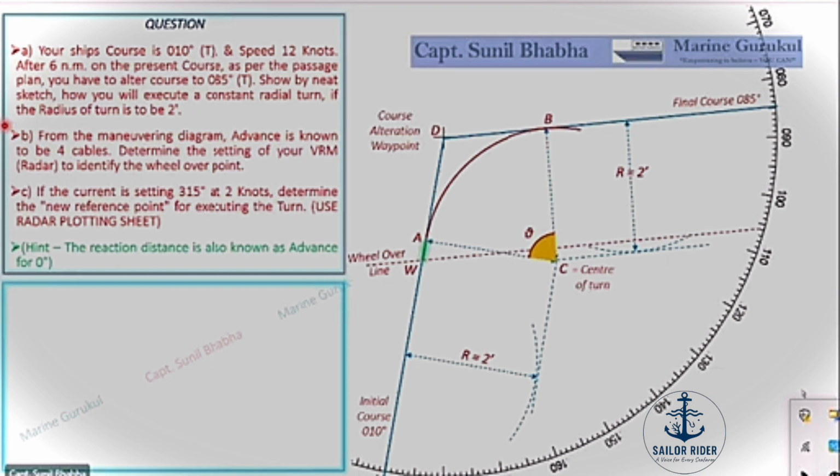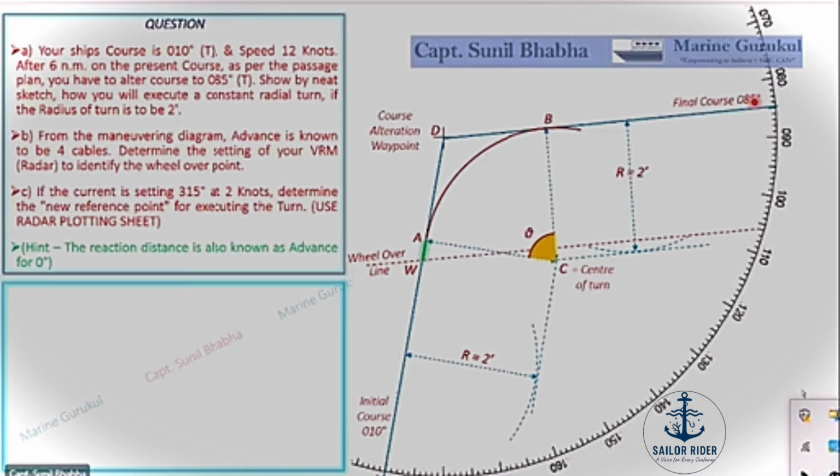Now we have one more method to obtain the wheel over line. Let's see the second method also. The method which we used is known as the plotting method. We first found the center of the turn, then plotted the curved path on which the ship will be moving, that is Alpha to Bravo. Then from point Alpha, we plotted the reaction distance to obtain point W, and passing through point W, we drew a line parallel to our final course, giving us the wheel over line.